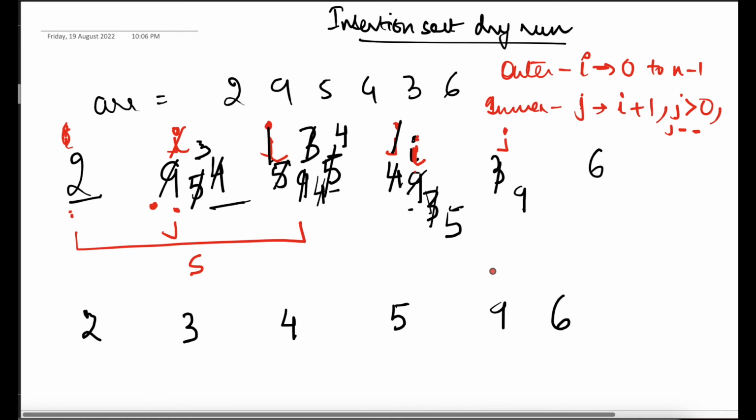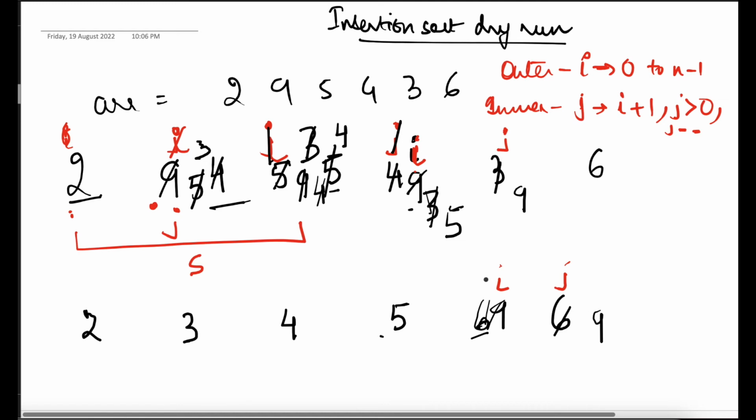I was over here, now I will be over here and j will be here. 6 and 9 is being compared. So 6 is smaller, so the swap happens. 6 will be here and there will be 9. 6 and 5 will be compared. 6 is greater than 5, so no swap happens.